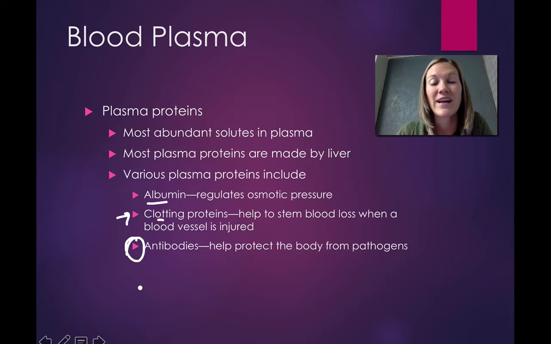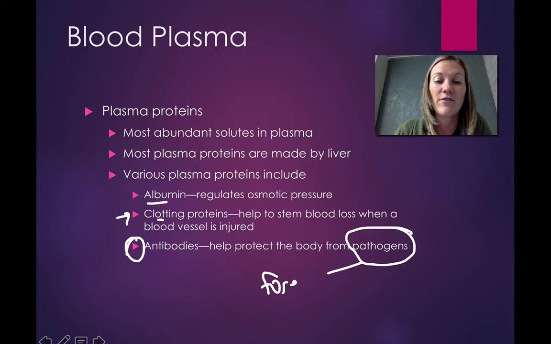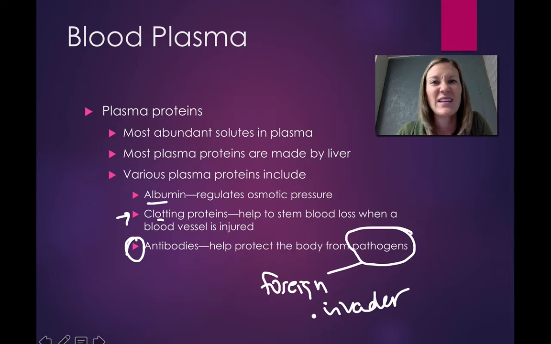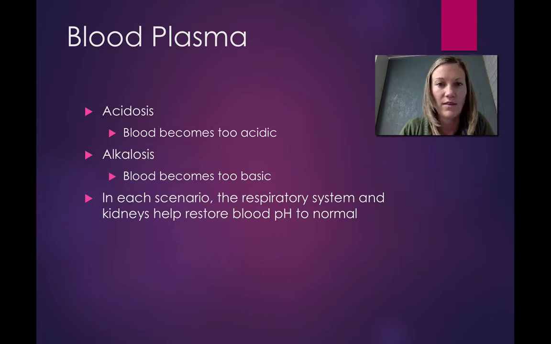And then the next one is antibodies. Antibodies help protect your body from pathogens. Pathogens are any kind of foreign invader, anything that shouldn't be there, and antibodies make up a part of your plasma proteins.